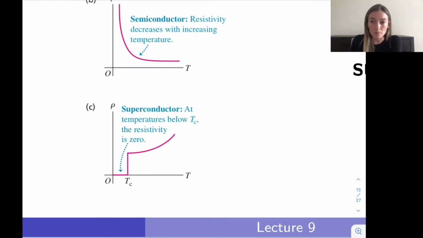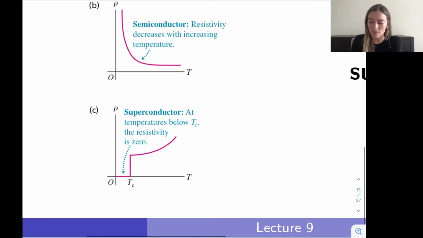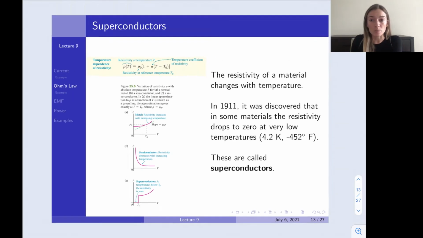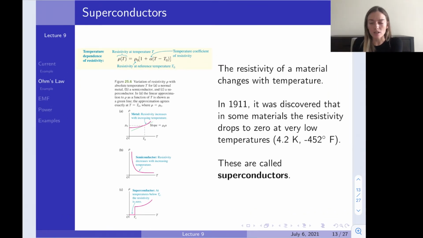Now in superconductors, you see up here, you have the relationship where your resistivity just increases with increasing temperature. But then when you get to a certain temperature, called the critical temperature, the resistivity drops to 0 and it becomes a perfect conductor. So these are called superconductors. These were actually discovered in 1911. I think the first superconducting material discovered was mercury. And now when we say low temperatures, they're super low.